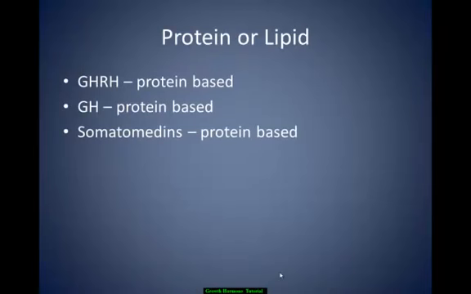It's important for us to recognize whether the hormones released in this particular feedback loop are protein or lipid based. As it turns out, growth hormone releasing hormone, growth hormone itself, and somatomedins are all protein-based amino acid derivative hormones.